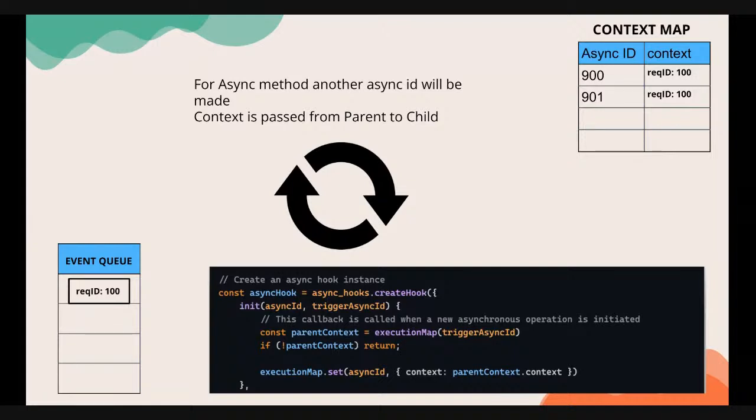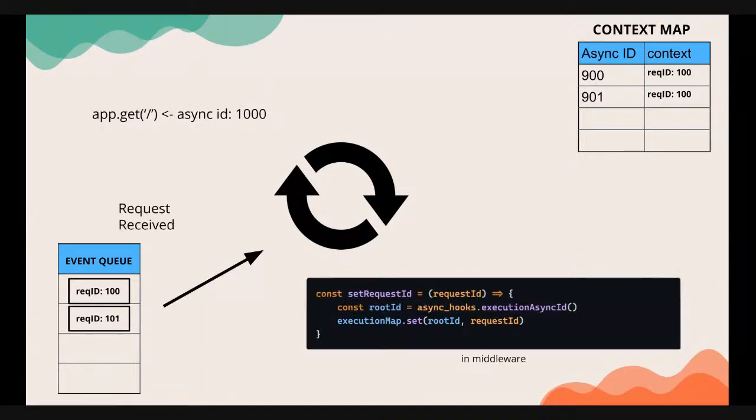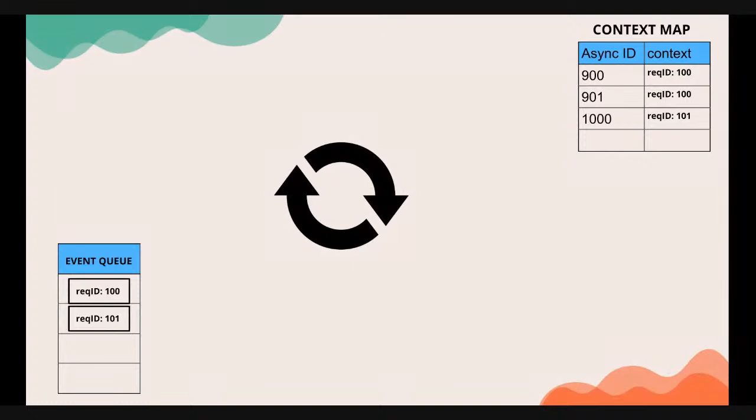Now let's make it a little more difficult. Say we get another new request, ID 101. It's still not finished, and we're getting a new request ID of 101. As discussed, we will set 1000 with the new request ID. I hope this is clear now.